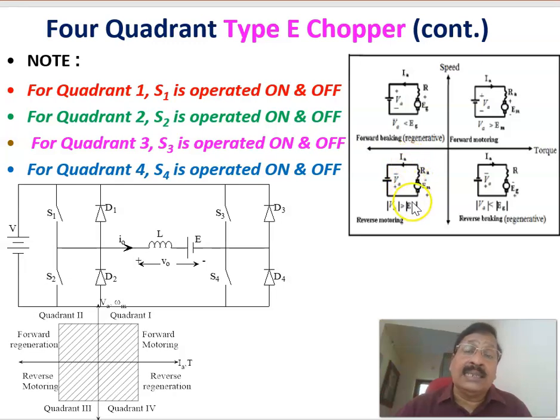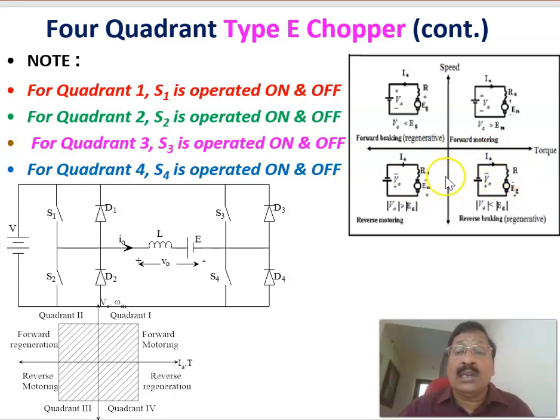Since voltage and current are both reversed, their product becomes positive. Similarly, torque is negative, omega m is also negative, and T into omega is positive. But since omega is negative, it is called reverse. Therefore, this is a reverse motoring action, that is, when S3 is operated at high frequency on-off in the third quadrant of operation.